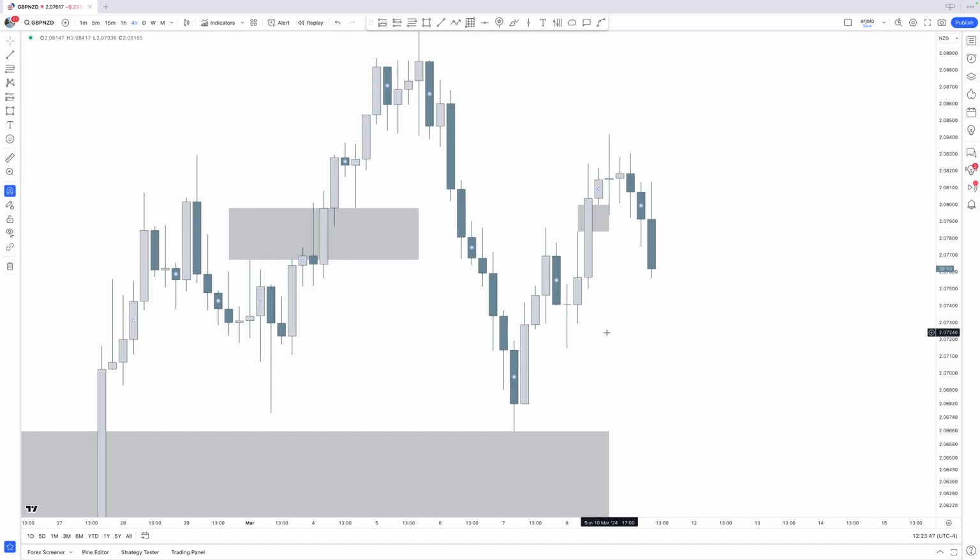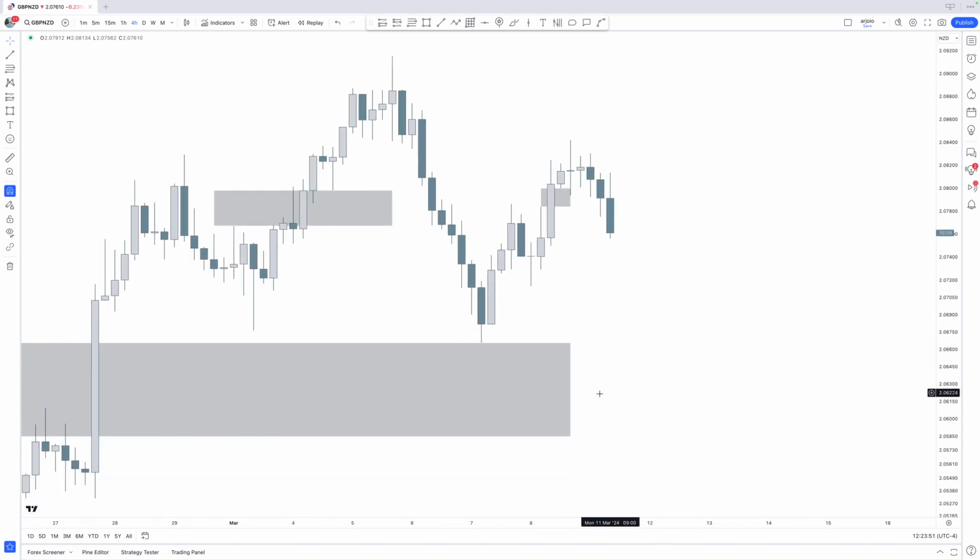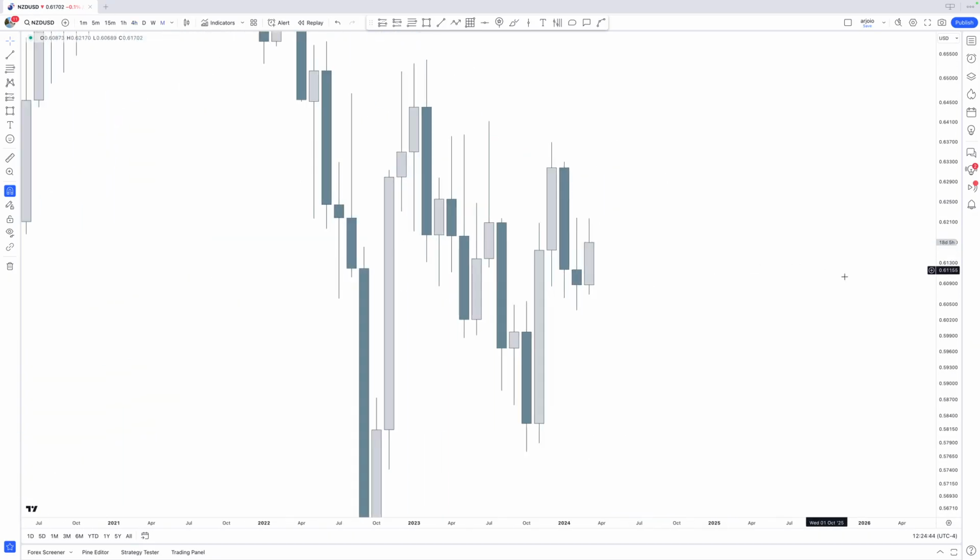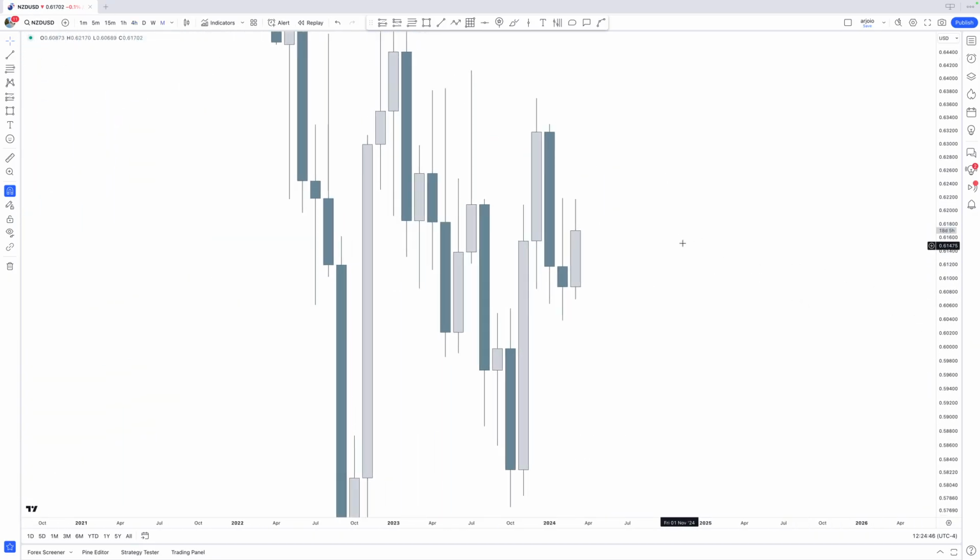Is it a high probability though? No, because we have a weekly order flow lag and we have a weekly fair value gap sitting below that, and a 4 hour order flow lag continuing higher right there. So that is what the time frames then, that makes it so important to understand those different time frames as well. Now, looking at New Zealand dollar, US dollar, what are we seeing?